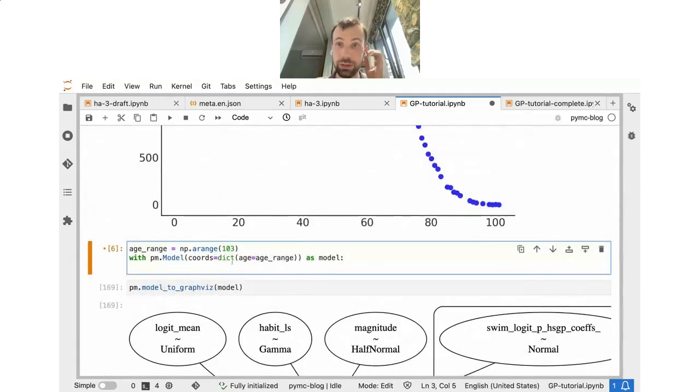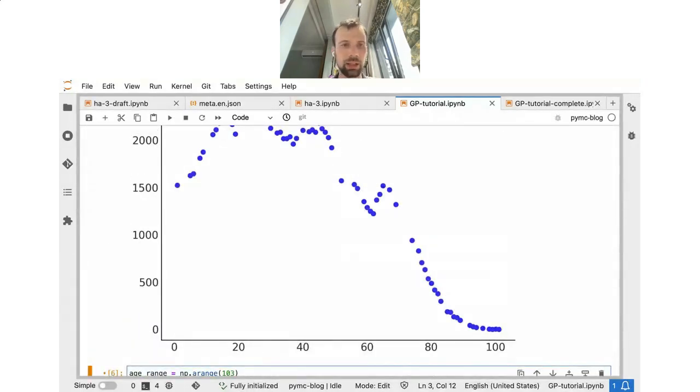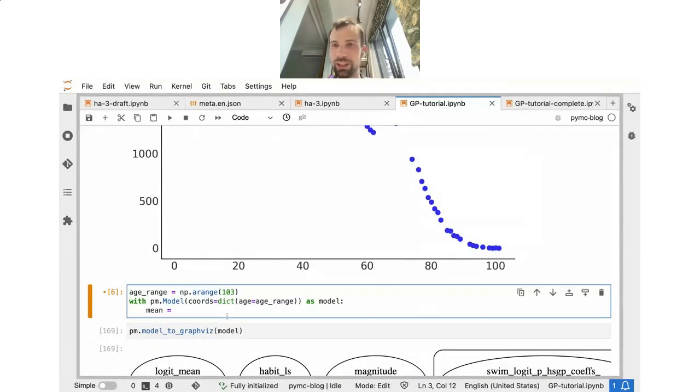There is an empty model. Let's figure out our model for this questionnaire. So the first thing to start is to think about our mean. What should be the mean function? And I think it really makes sense to have zero mean because, well, if we extrapolate to infinity, I would expect that people don't really go to swimming pool after 100 years and more. So our mean would be very, very close to zero.